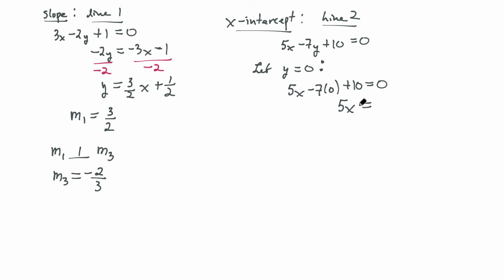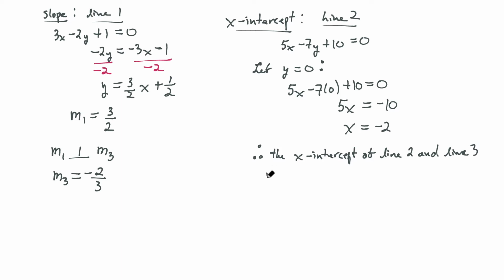And we have that 5x is equal to negative 10. Dividing both sides of this equation by 5 gives us that x is equal to negative 10 over 5, which is negative 2. So we can say, therefore, the x-intercept of line 2 and line 3 is negative 2.